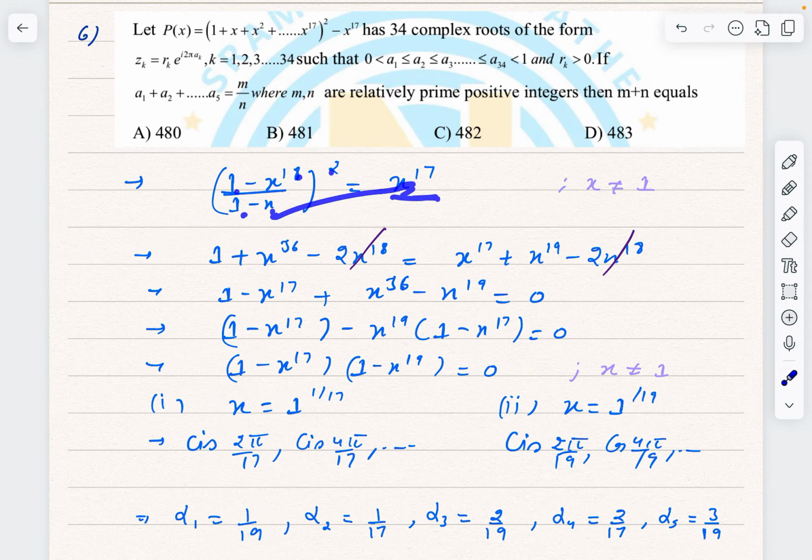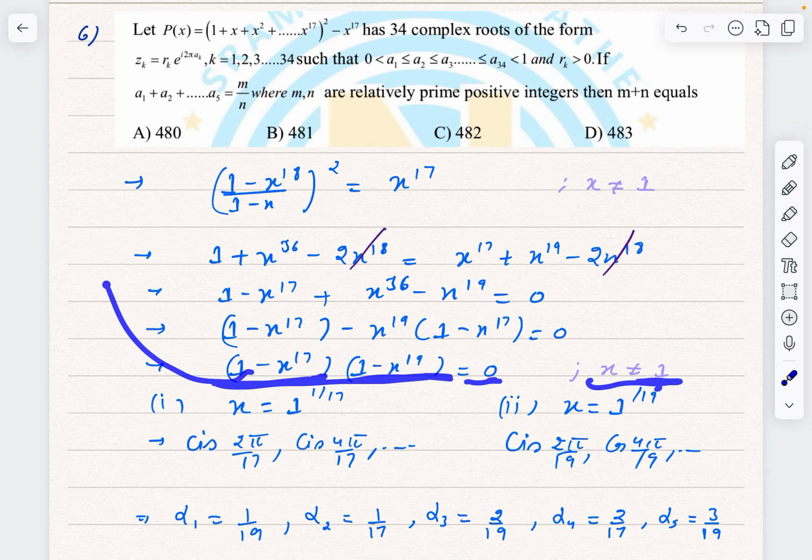Now if you cross multiply and expand, you get 1 plus x power 36 minus 2x power 18 equal to x power 17 plus x power 19 minus 2x power 18. So the 2x power 18 gets cancelled out, and you get 1 minus x power 17 plus x power 36 minus x power 19 equal to 0, which can be factorized. You finally get (1 minus x power 17) into (1 minus x power 19) equal to 0. But remember, x cannot be 1 here. Even though 1 satisfies this equation, 1 did not satisfy the original equation, so x cannot be equal to 1.